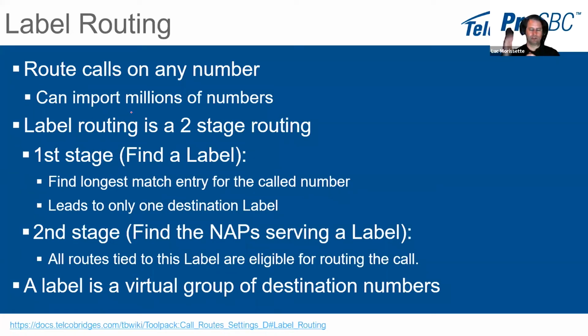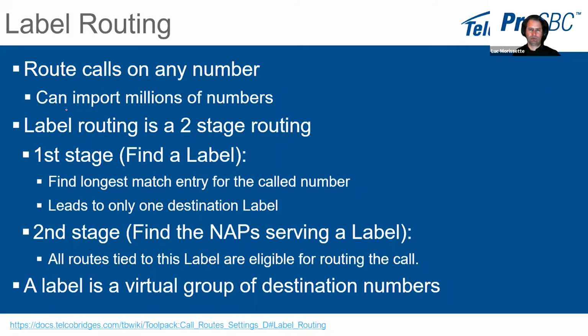This is usually used when you have a lot of routes in your system, and each of the routes can only select some of these numbers, and you can't do a regular expression. Each of the numbers goes to a different destination. So you could do it in the static routing table, but it would become very, very big. So instead of using the routing table, you can use this label routing scheme.